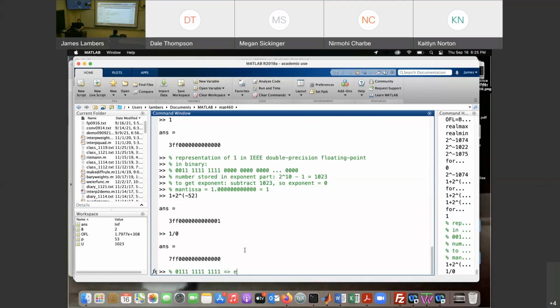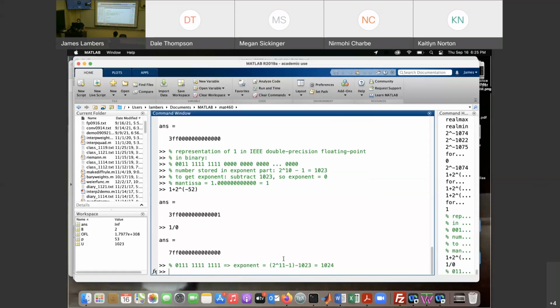For the exponent, we have 11 of these 1s. So that's 2 to the 11th minus 1, and you subtract 1023. Well, 2 to the 11th is 2048. So 1024. The largest allowed exponent in IEEE is 1023.